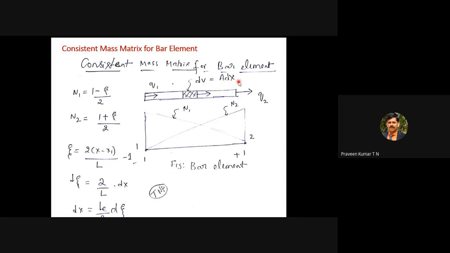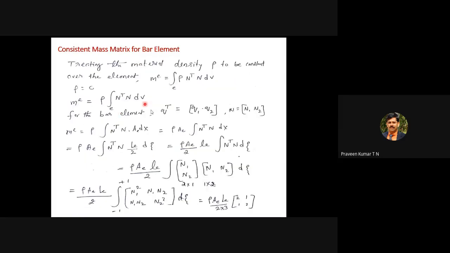Most finite element analysis equations are in terms of volume integrals, and that volume integral can be converted to a line integral. For converting the volume integral to a line integral, you are replacing dV by A into dx. So finally we have taken rho outside, and dV is replaced by A into dx. Again, A, the cross-section area of the bar element, is constant, so you have taken Ae outside. Finally we end with N transpose N into dx.